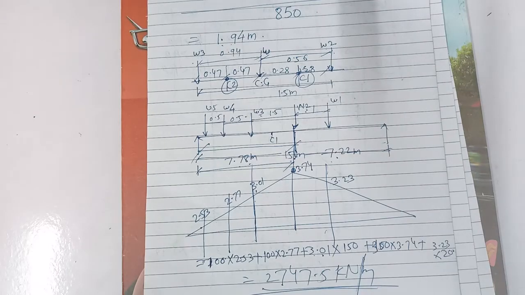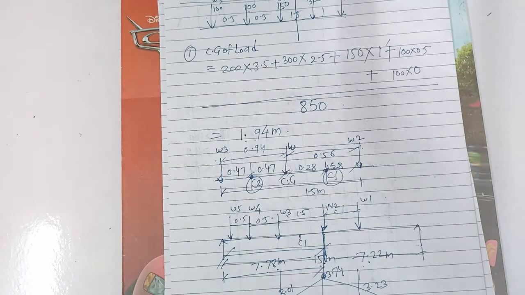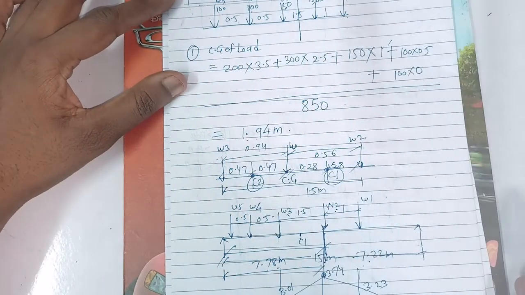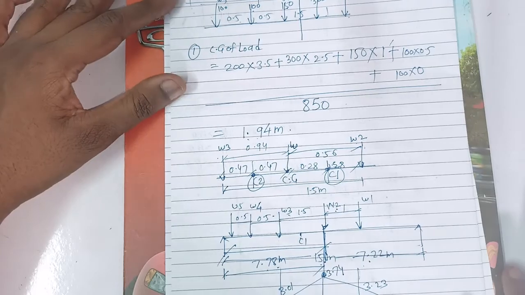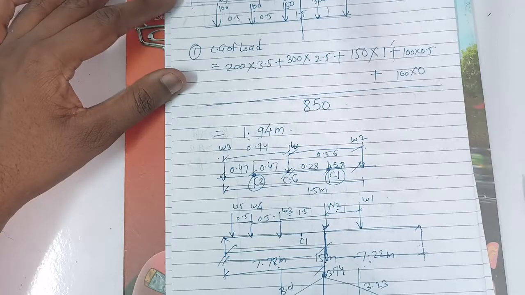This type of numerical is also asked in your examination for about 13 marks. So always remember, if you are asked in the examination to solve the numerical for the absolute maximum bending moment in the section, you have to follow this particular step.